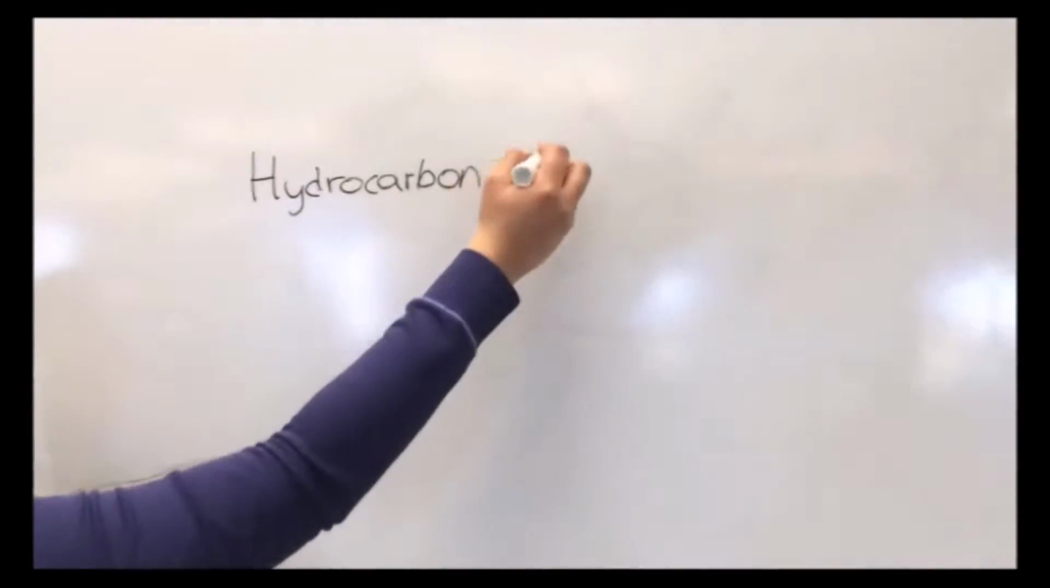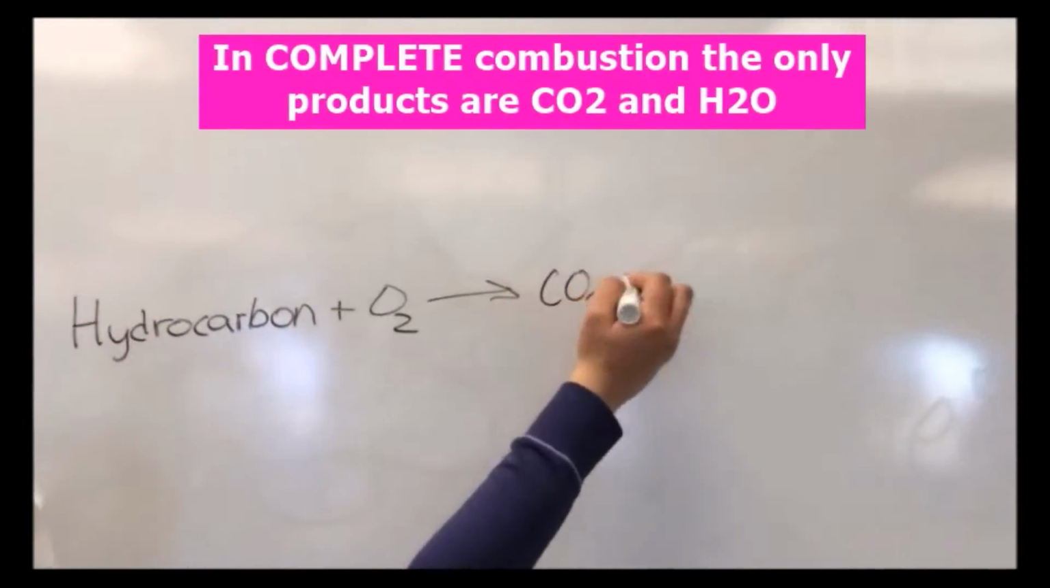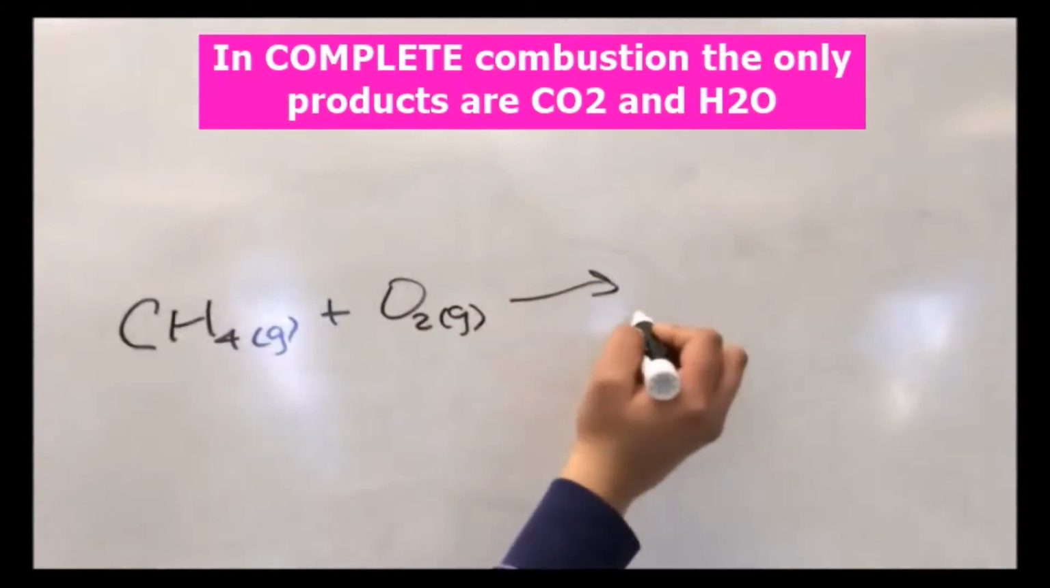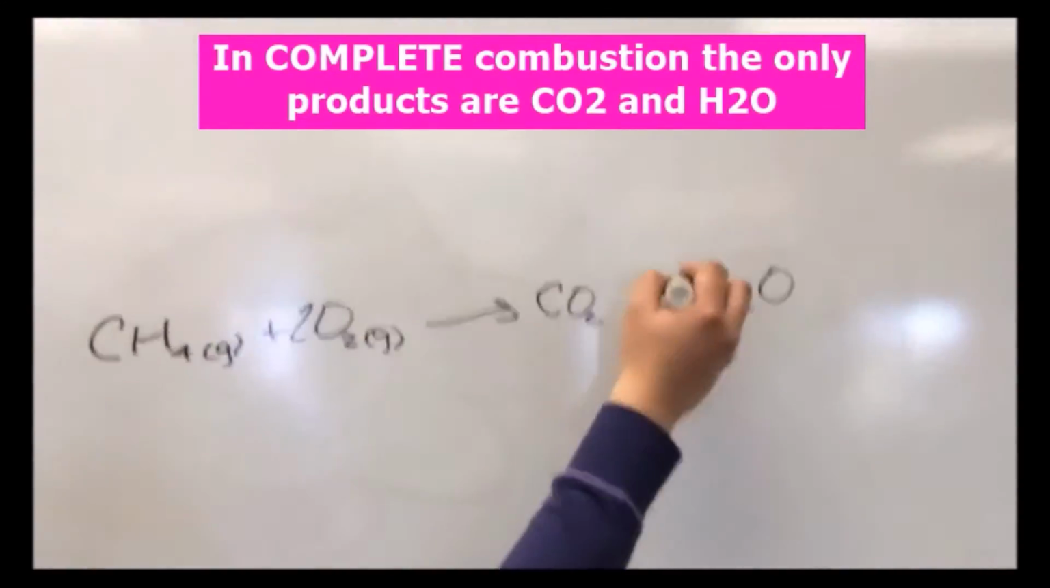Here is the general formula. Hydrocarbon plus oxygen gas produces carbon dioxide gas plus water vapor. A specific example would be the combustion of methane.